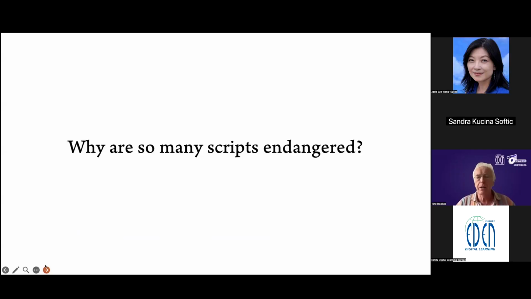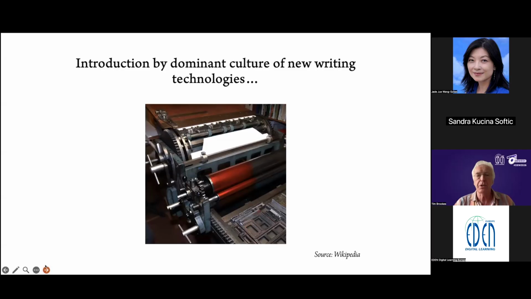That's just one example. Why are so many scripts endangered? As I say, 85 to 90%. In some cases, it's because a dominant culture introduced new writing technologies. I've got a picture here of the printing press because when the British were controlling much of South Asia, when they brought printing presses in, they didn't want to go to the expense of having type cast for every script. And as we know, India is an extraordinarily multilingual, multi-scriptal country. So they made decisions about which scripts were important enough for us to actually have type for. Immediately that meant that the favored scripts would be much more broadly used and much more broadly visible and available, and those that were still handwritten would quickly dwindle.